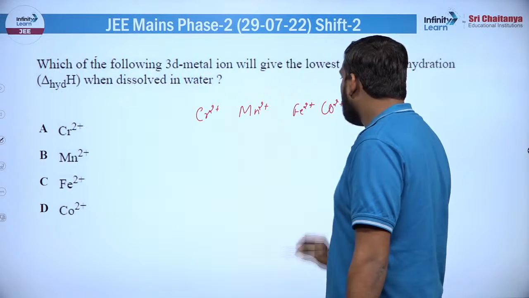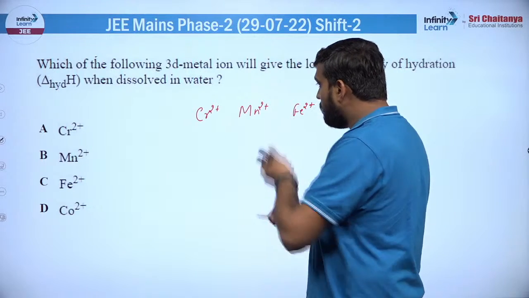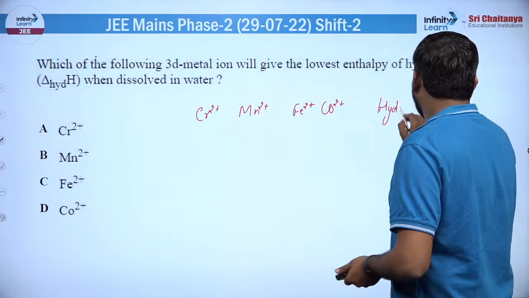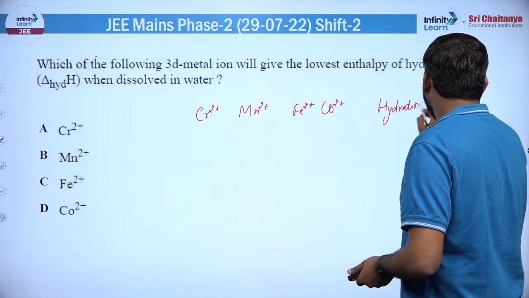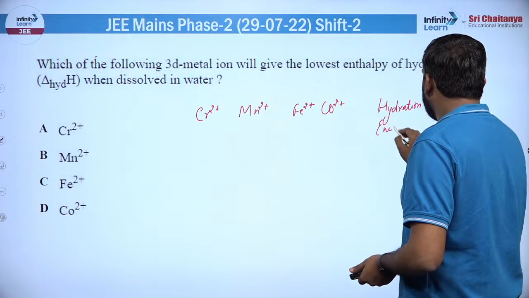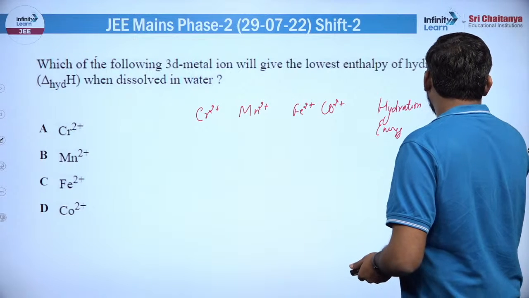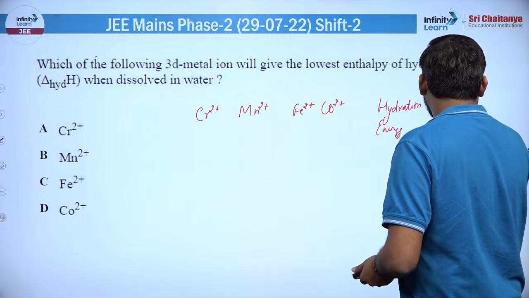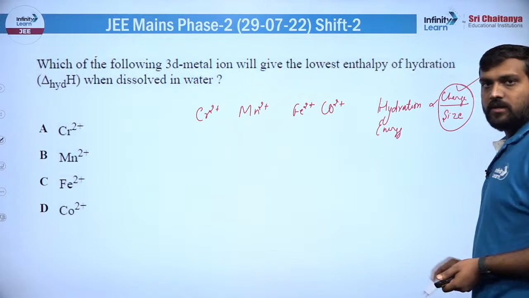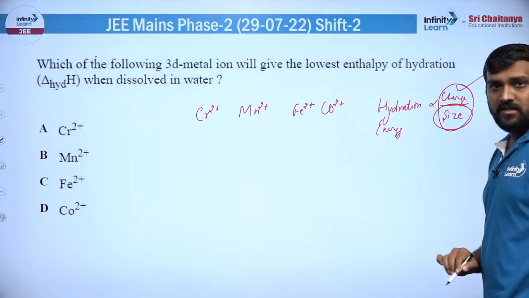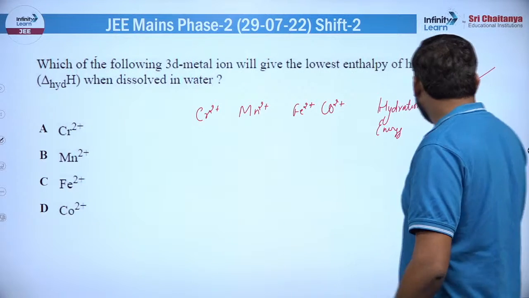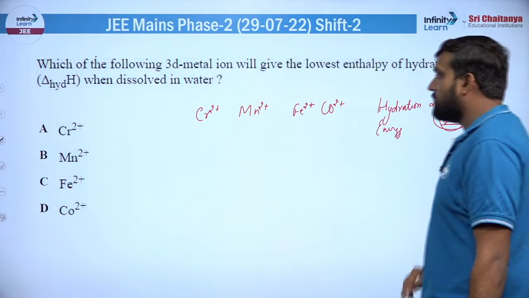So what is happening here, if you consider it, then you will find that the hydration enthalpy, that is the hydration energy, is directly proportional to the charge upon size ratio, okay. So basically if the charge is constant, then all dependency goes to the size, okay. So now the factor size will decide, the larger the size, the lesser will be the hydration enthalpy, okay.